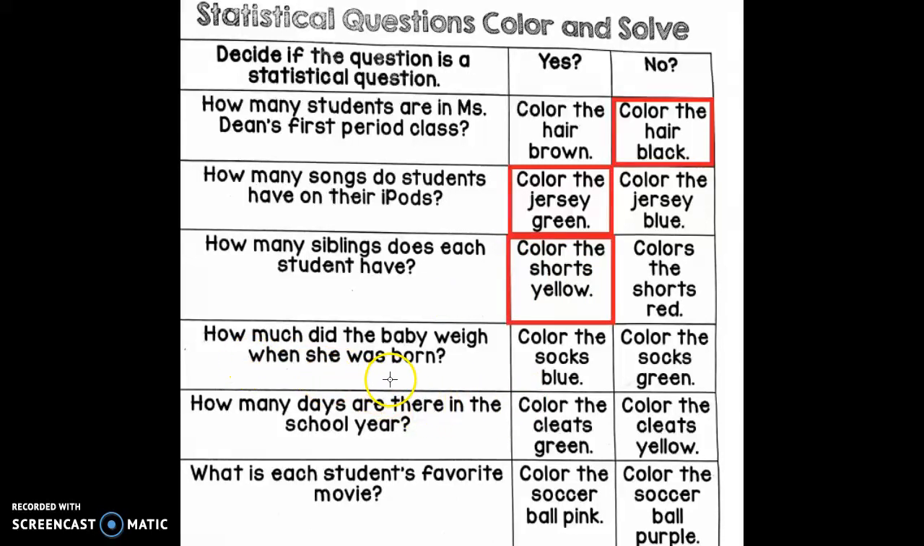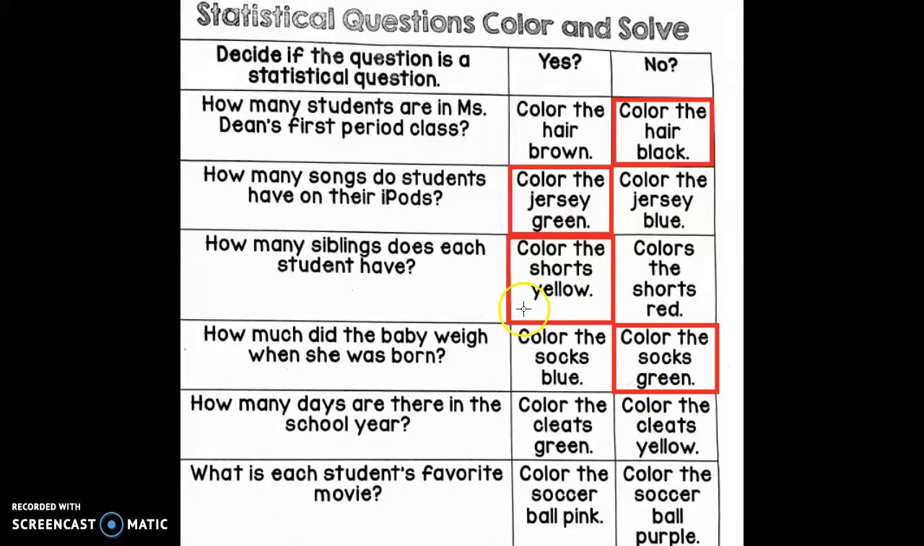Last one I'm going to work out with you guys is, how much did the baby weigh when she was born? Well, I know my son, he weighed 9 pounds and I think 0.1 ounce or something like that. So there's only one answer for that question, right? He only weighed one thing. It's not like he weighed like 5 different weights. It's one weight, which means that no, this is not statistical.